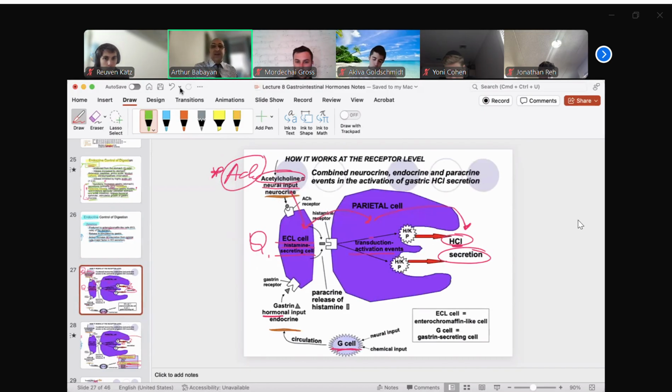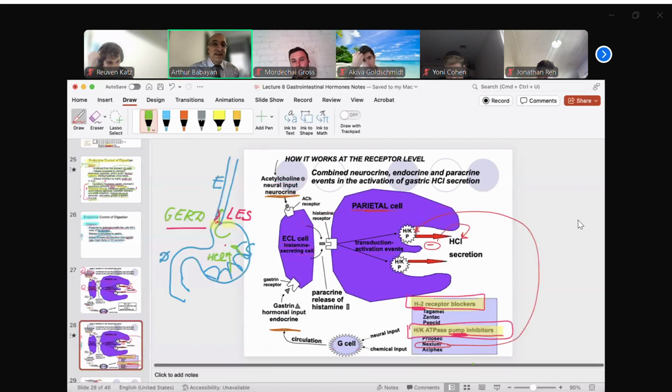I will show you in a minute how it works at the receptor level. Acetylcholine is the neural input for the endocrine cells, which start to release and activate the parietal cells. Parietal cells release hydrochloric acid. And G cells, which circulate in the bloodstream, provide input for the endocrine cells, the enterochromaffin-like cells.